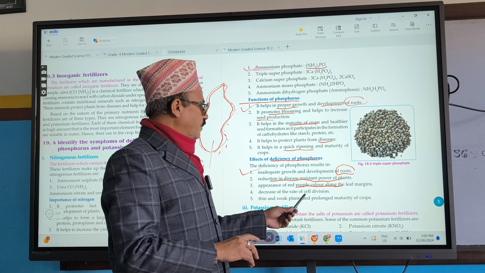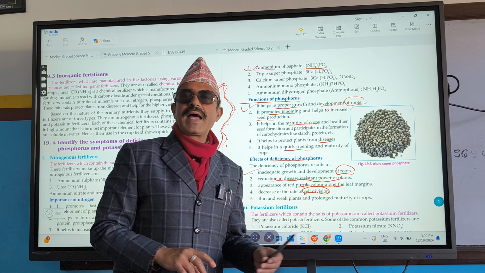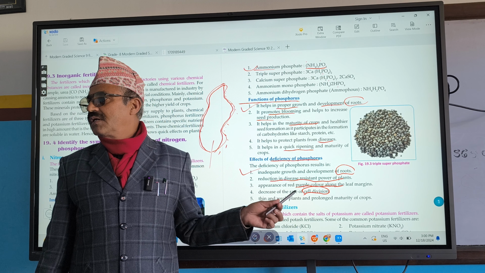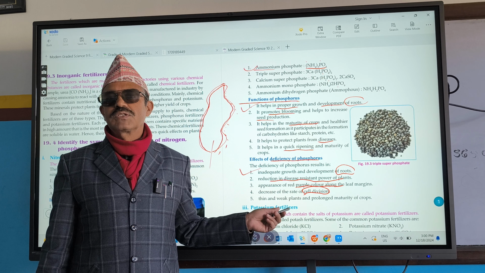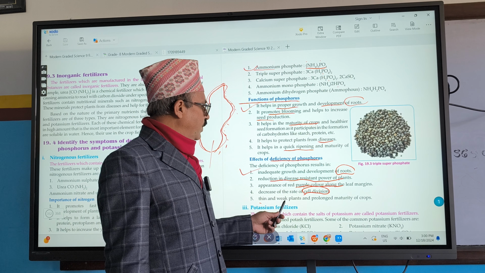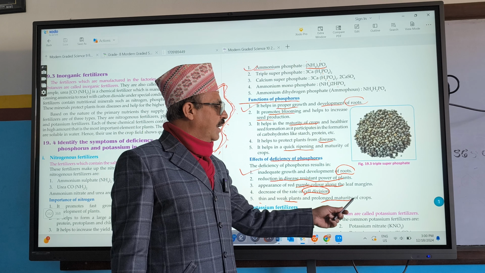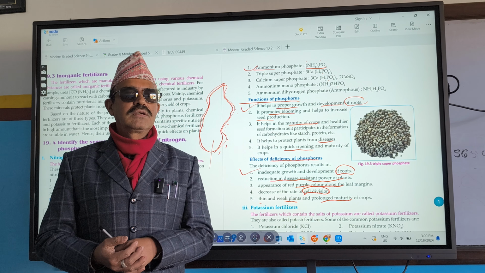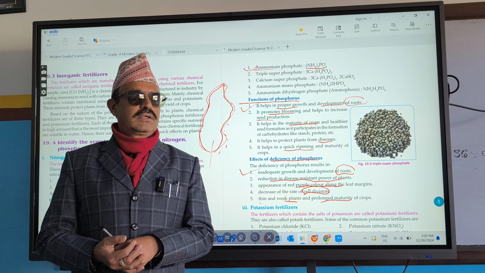Decrease in the rate of cell division. Cell division is the activity due to which growth is faster. But if the rate of cell division is slow, plants do not grow well. And thin and weak plants and prolonged maturity of crops. It takes a long time for maturing or ripening the crops. Crops do not ripen fast.